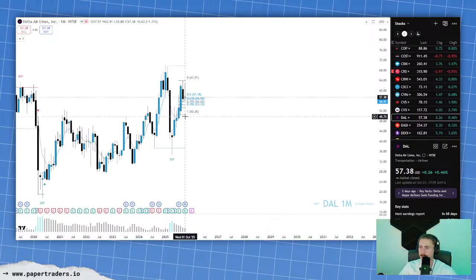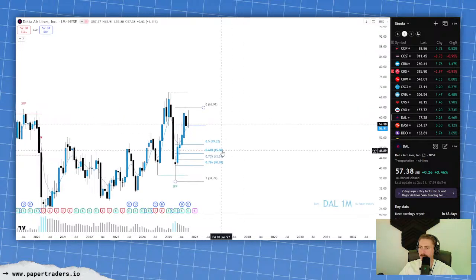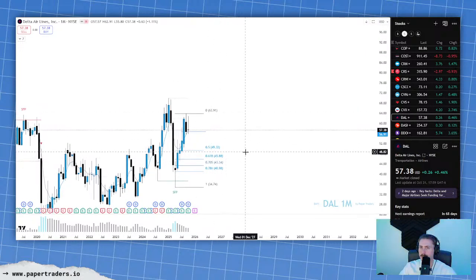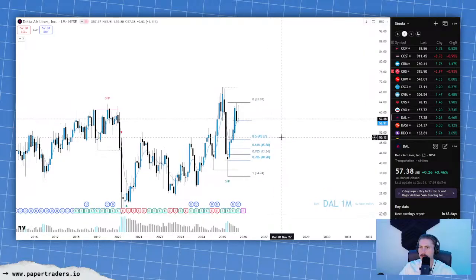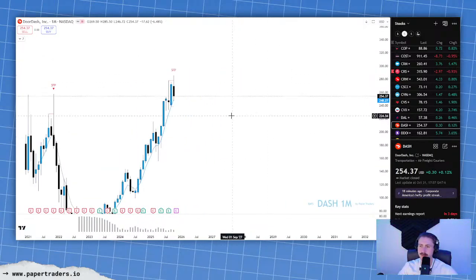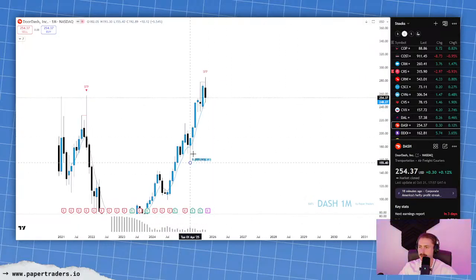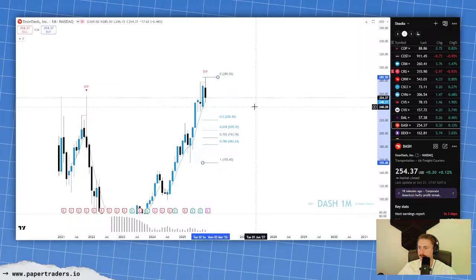Delta short. I think, or at least a retrace into this OTE and then go down. Delta Airlines. Going to DASH. DASH, SFP on the monthly. Yep. Schwab. I like this. 705, 618 lines up nicely with this right here.